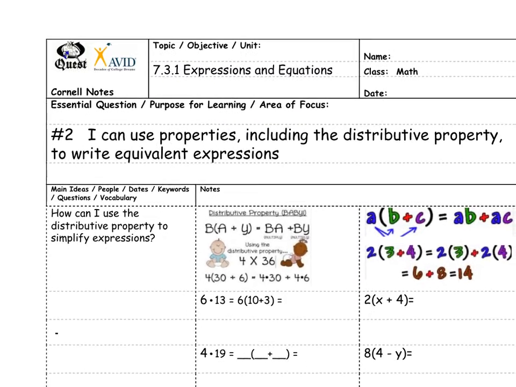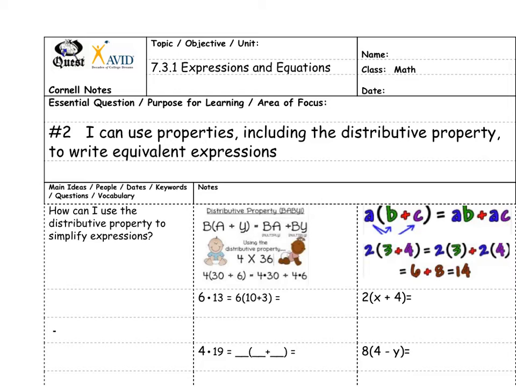Now we're going to be working on distributive property. So we're staying in the same unit, 7.3.1. Don't forget to add your name and the date.